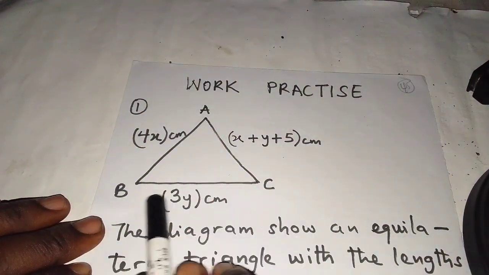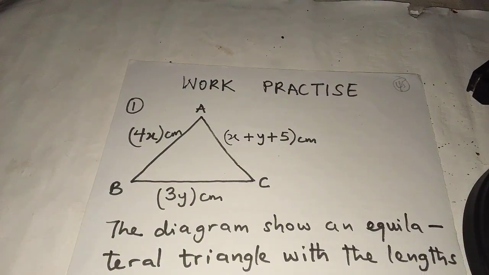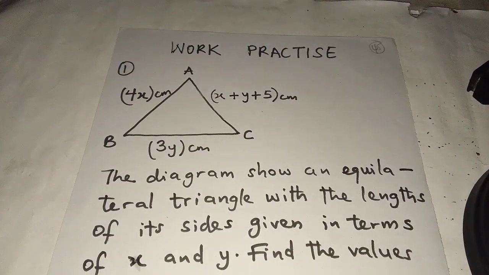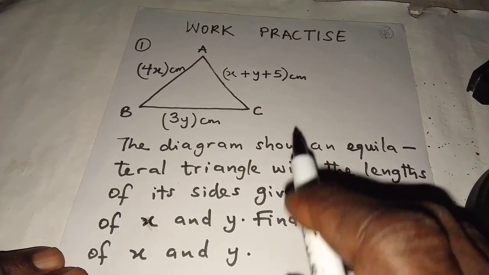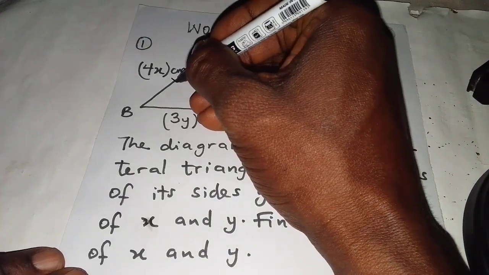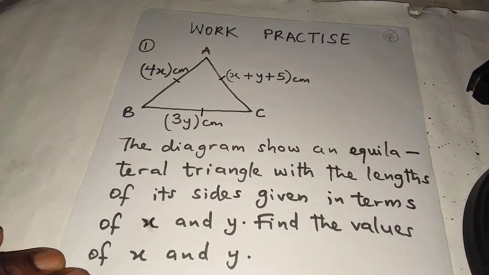Number 1, if this is a triangle, they said the diagram shows an equilateral triangle with the length of the sides given in meters as x and y. Find the value of x and y. So since it is an equilateral triangle, all the sides are equal.